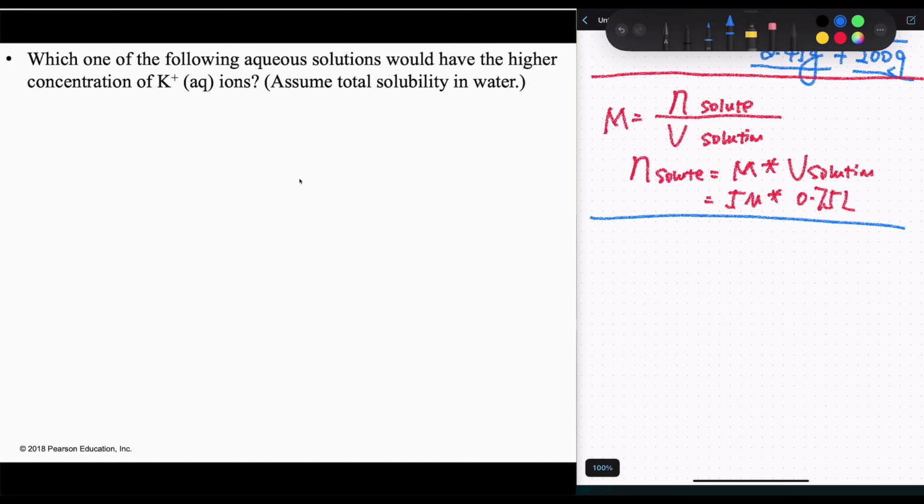This question is asking you which one of the following aqueous solutions would have a higher concentration of the potassium ion, assuming the total volume of water is the same. Because the concentrations of these three choices are all the same, the first one will give you 1 molar concentration of potassium. The second one will give you 3 molar concentration of potassium because there's a 3 subscript for the potassium. And the third one will just give you 2 molar of potassium ion. So the correct answer will be choice B, potassium phosphate.